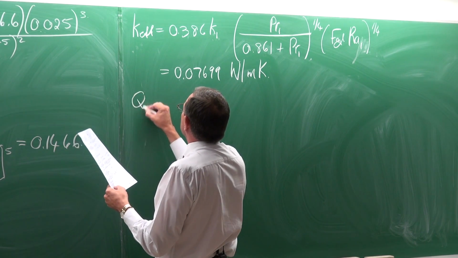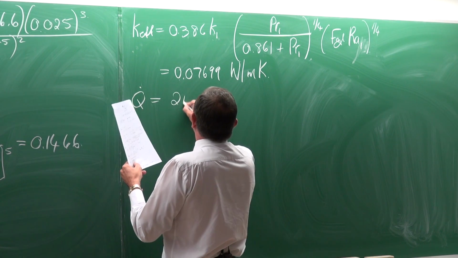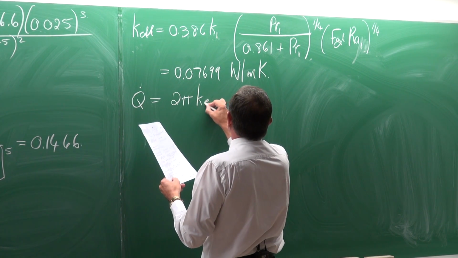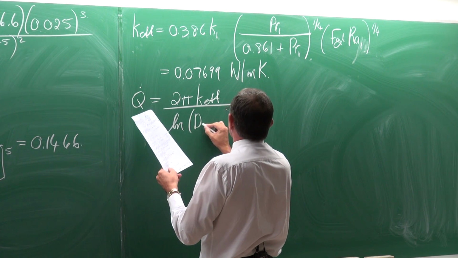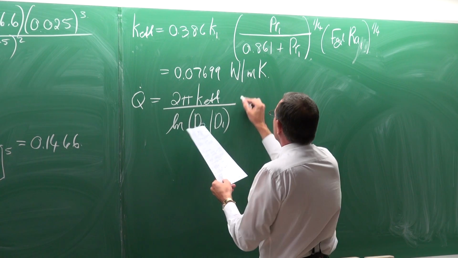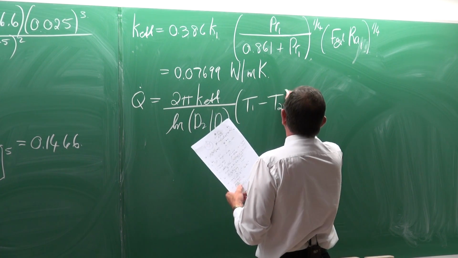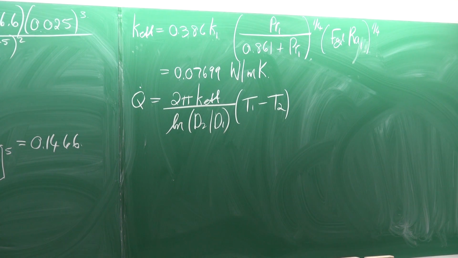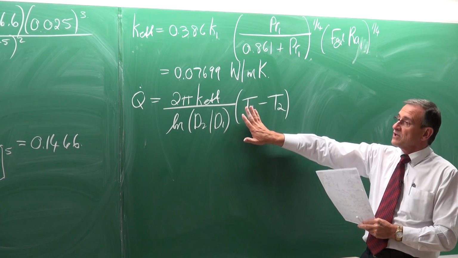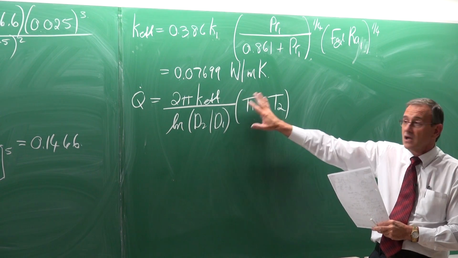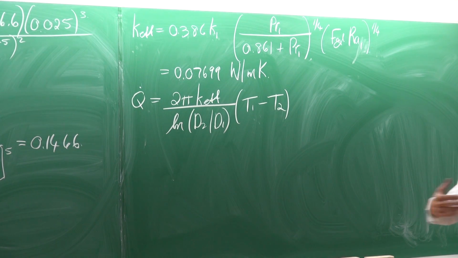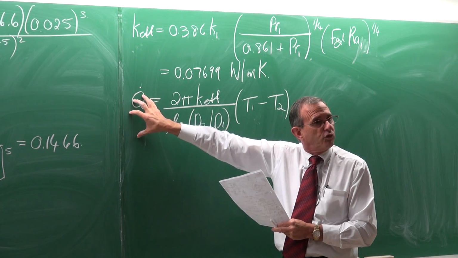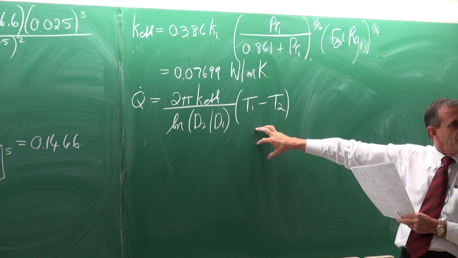So now we can calculate the heat transfer rate, which is equal to 2 times pi multiplied by K effective divided by the ln of the outer diameter divided by the inner diameter, multiplied by T1 minus T2. With my assumption of 90 degrees, you can calculate the heat transfer rate and see if it is 40. If not, you can change this value. Or what I did is I used 40 there and calculated the wall temperature.